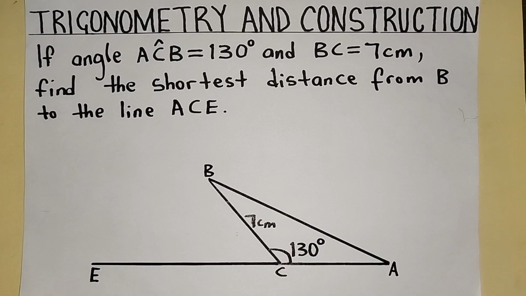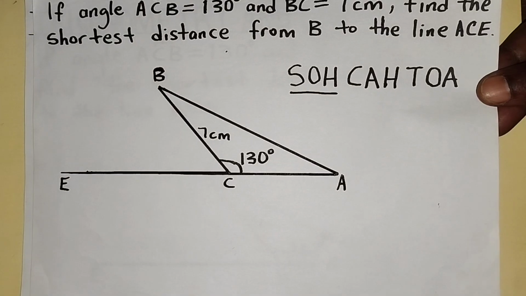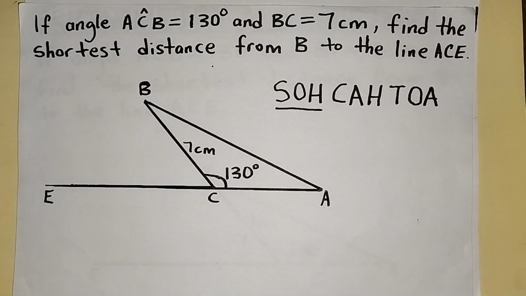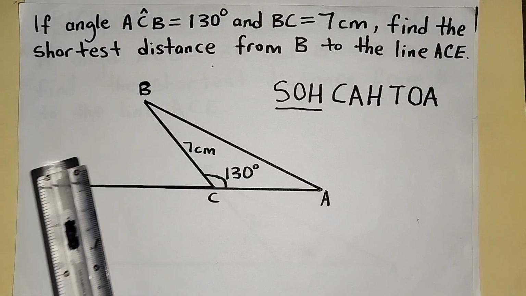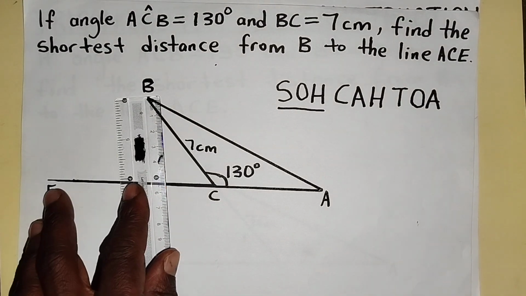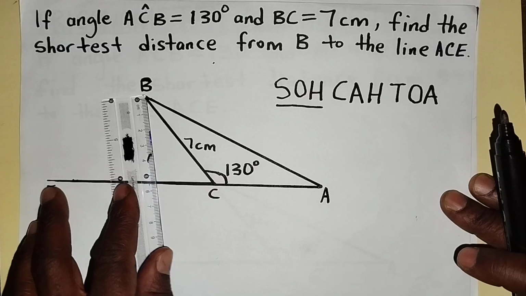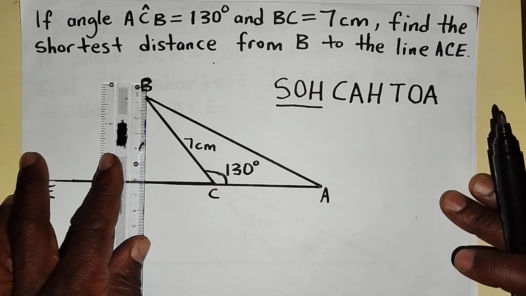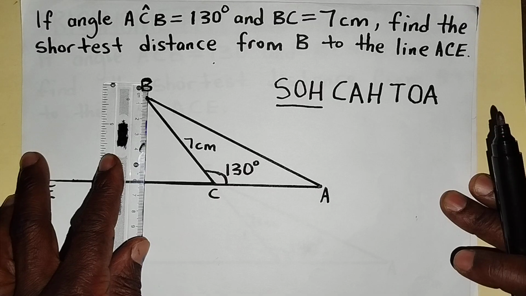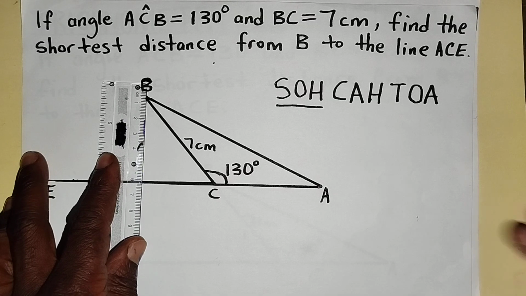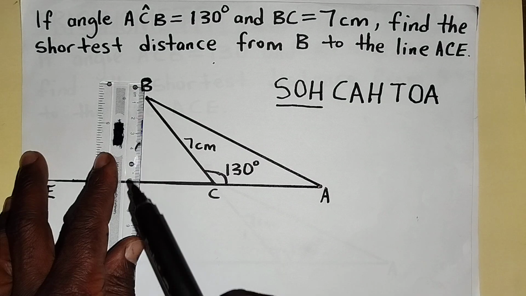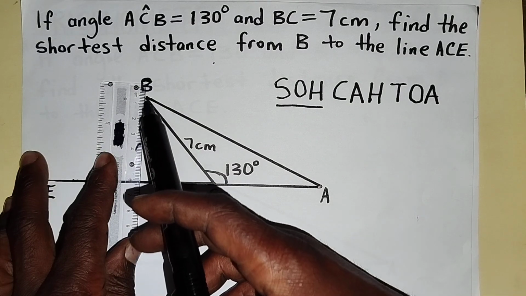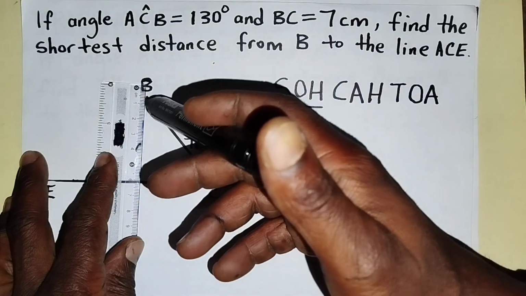Let us move on. Okay, here we are. Let me add some extra information here. So as I said, we want to use trigonometry to find the shortest distance from the vertex B. So this one, let me add this.